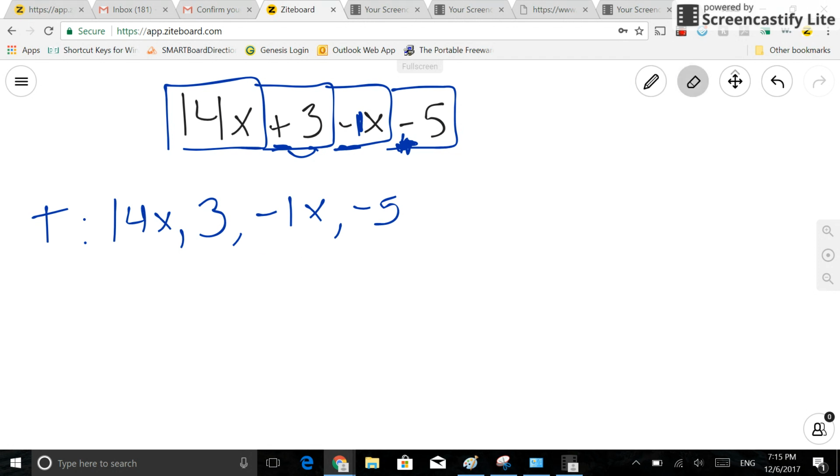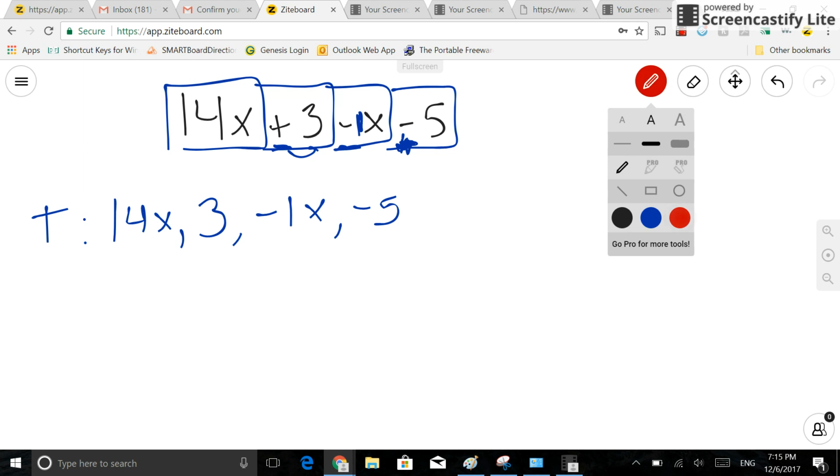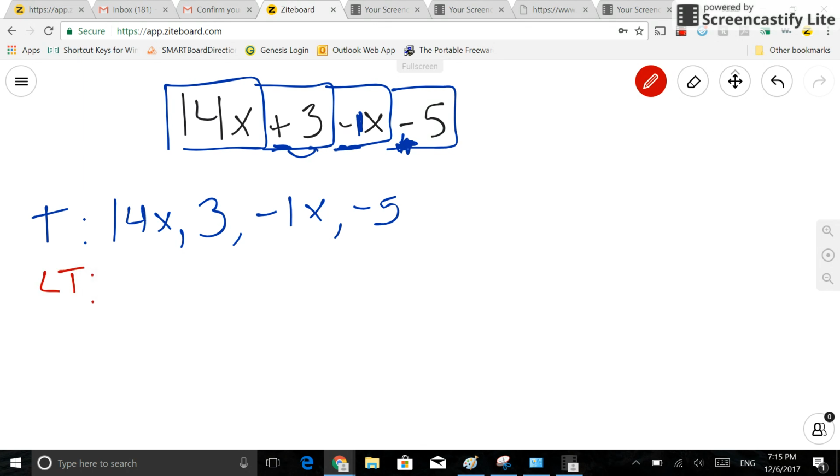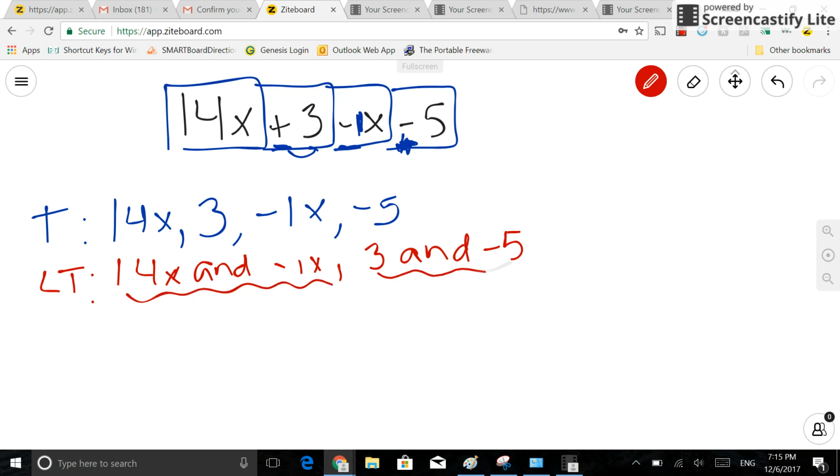Those are your terms. Okay, let's talk about our like terms now. Like terms are terms that have the same variables, or just constants, the numbers that stand alone. So our like terms here are 14x and negative 1x, and 3 and negative 5. Why? These terms have an x, these terms don't. So therefore, these are like terms, and then these are like terms.